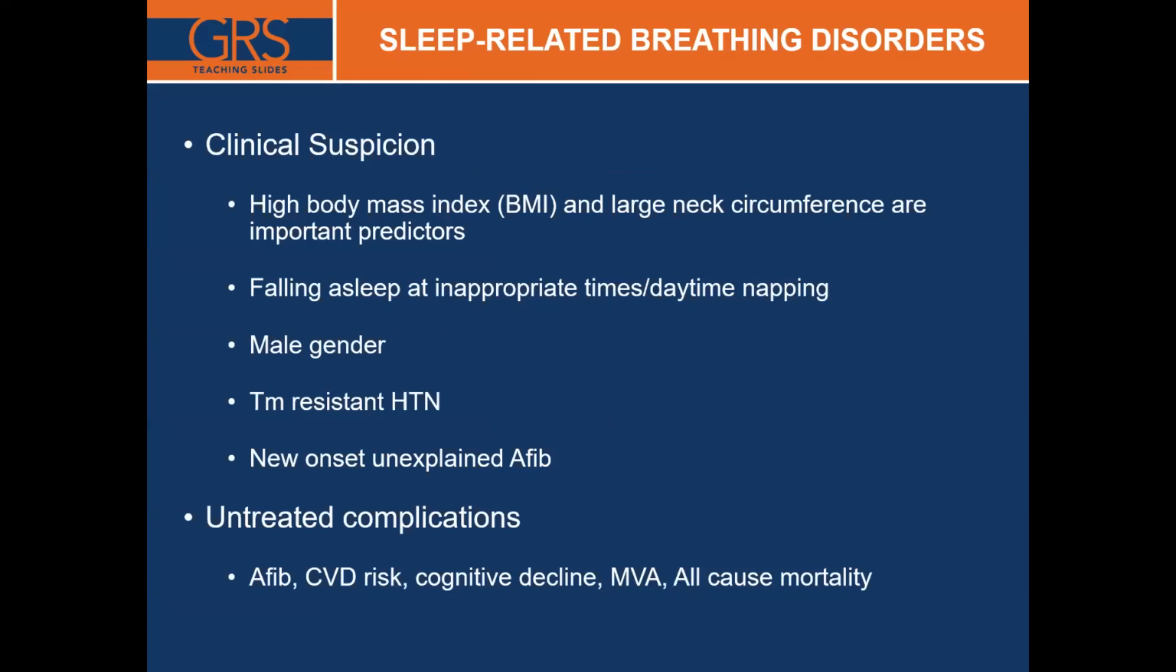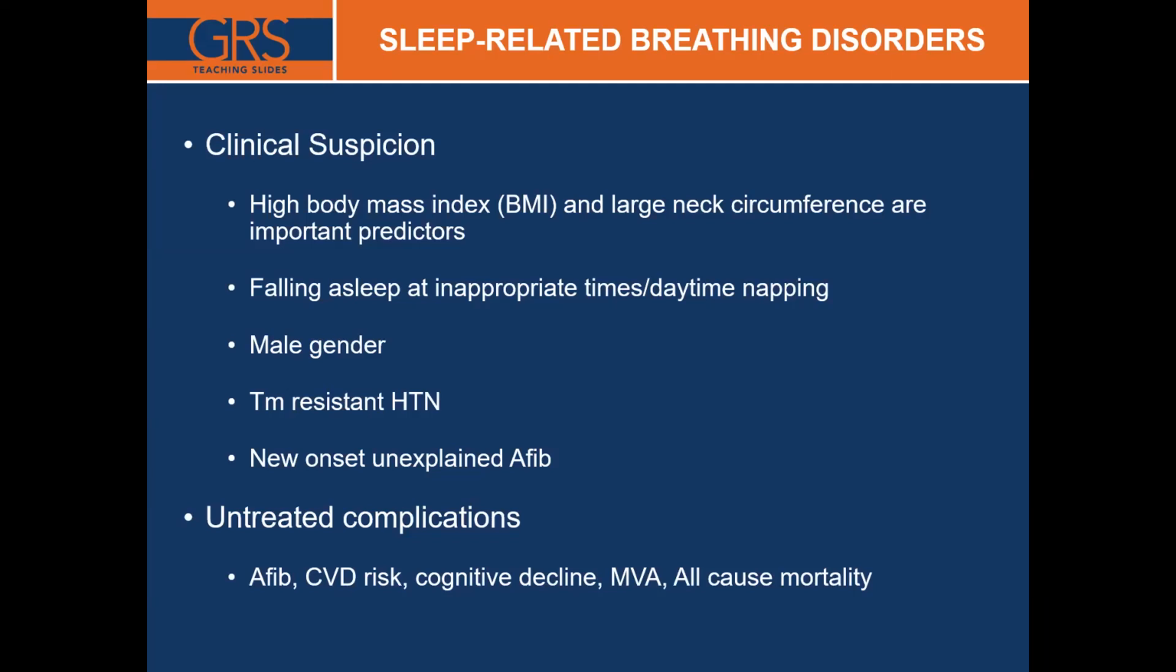So, clinical suspicion for sleep apnea: a large BMI and large neck circumference are independent predictors. People who are falling asleep at inappropriate times or having a lot of daytime napping. Males are more at risk than females. And in folks who don't present the way that I would expect them to, treatment-resistant hypertension, or even just having a diagnosis of hypertension in somebody who I wouldn't expect it, is often where I'll find sleep apnea. This is somebody in their 30s who has no family history of hypertension, and they're of normal weight, but yet their blood pressures are 150s over 90s consistently. Treating the sleep apnea, and now their hypertension has pretty much gone away, is something I've seen multiple times.